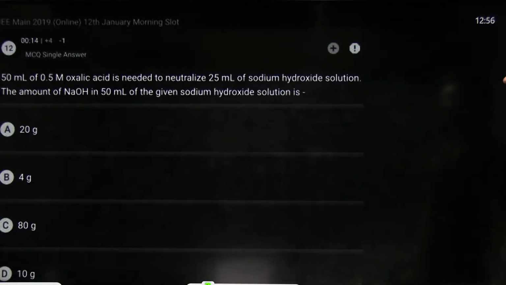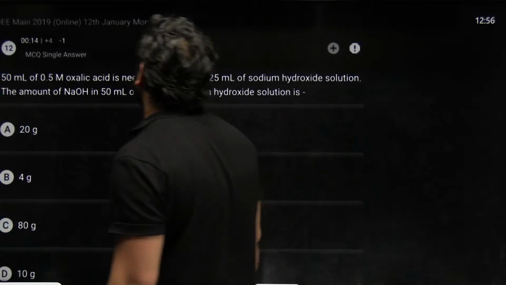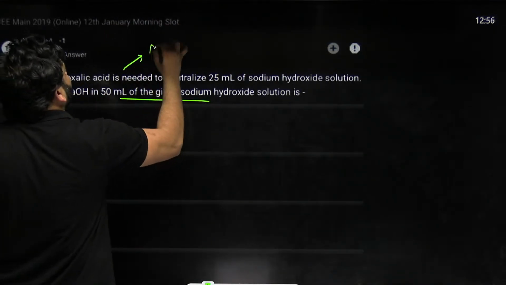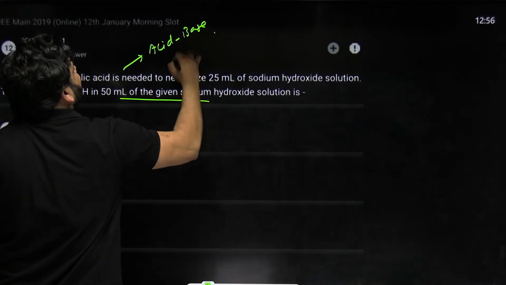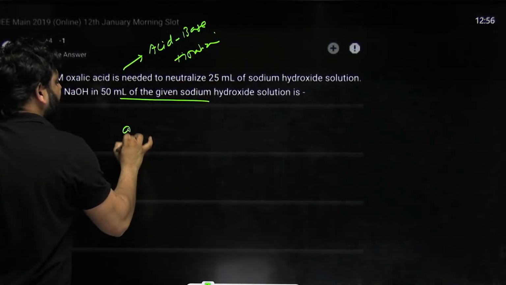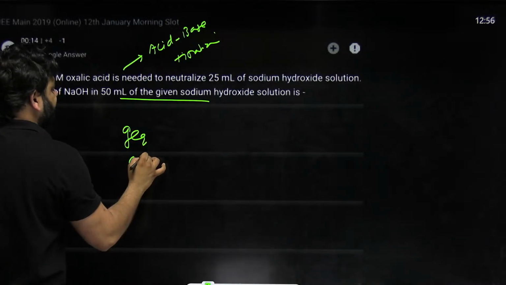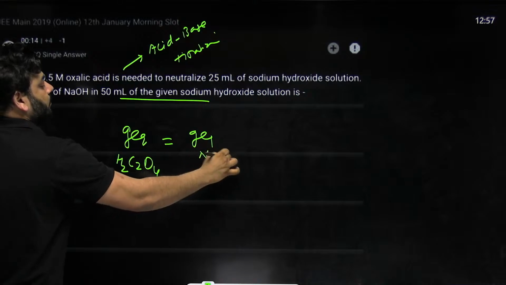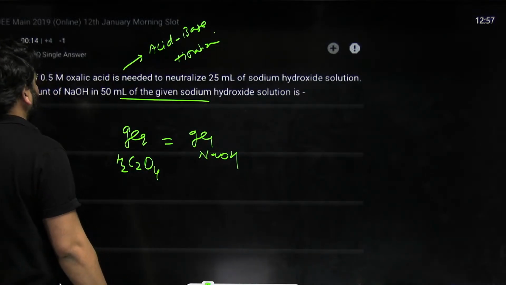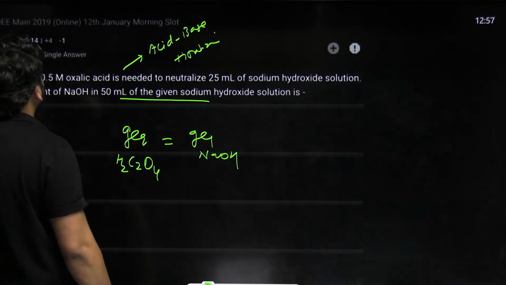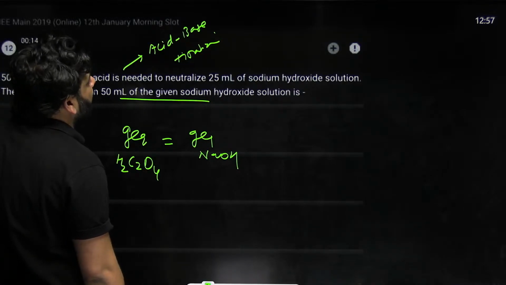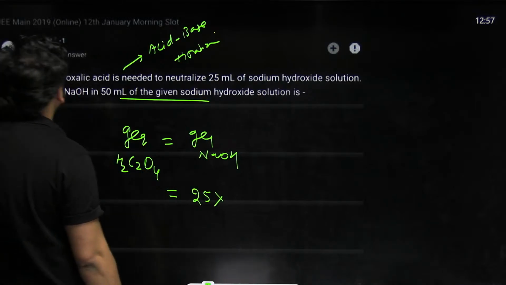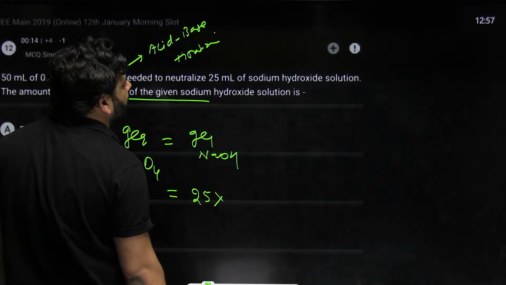Next is, 50 ml of oxalic acid is needed to neutralize 25 ml of sodium hydroxide solution. What amount of NaOH will be used? First of all, remember, it's an acid-base titration. So it's simple: gram equivalent of oxalic acid, H2C2O4, must be equal to gram equivalent of NaOH. So how much H2C2O4 is there? 50 ml of 0.5 molar is needed to neutralize 25 ml of this solution.